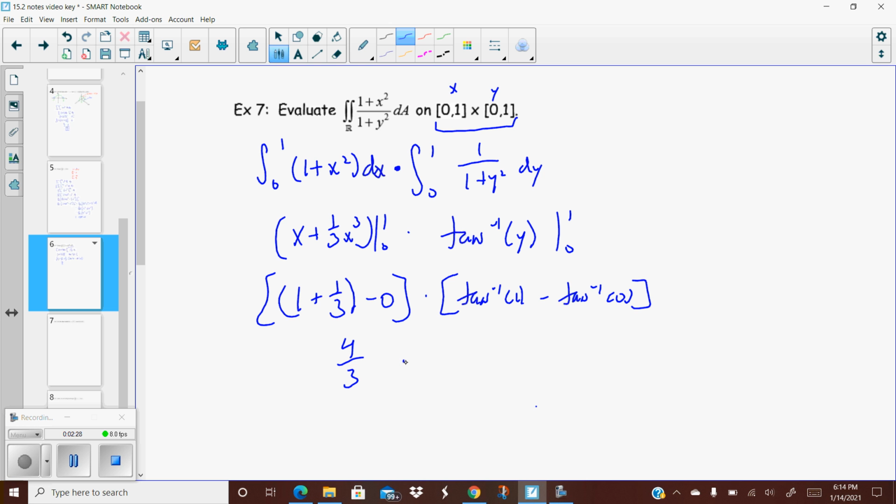Let's see, inverse tangent of 1. Tangent of what angle gives us 1? That's going to be pi/4. And inverse tangent of 0. Tangent of what angle gives you 0? So that's 0. So we ultimately end up with 4/3 times pi/4, which is going to be pi/3. And that's it. So whatever that curve, 1 plus x squared over 1 plus y squared, looks like, the volume underneath of there would be pi/3. Okay, not too difficult. Just kind of wanted to reintroduce the inverse tangent one there, I think.